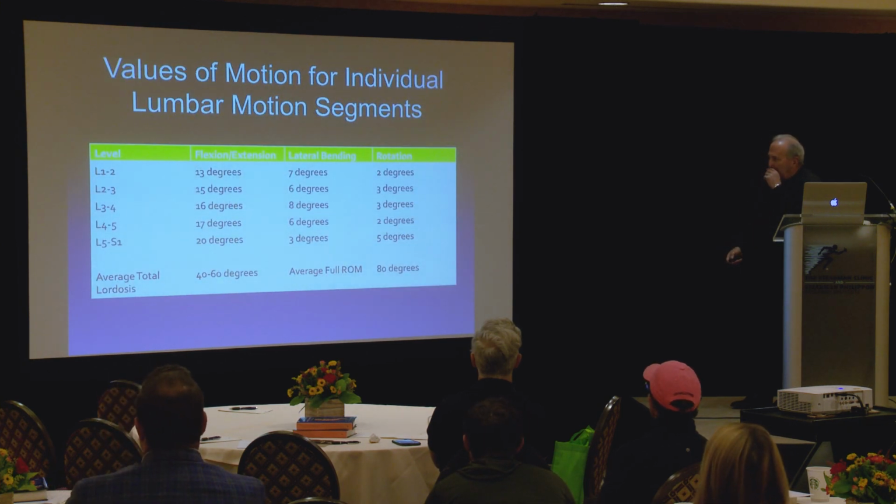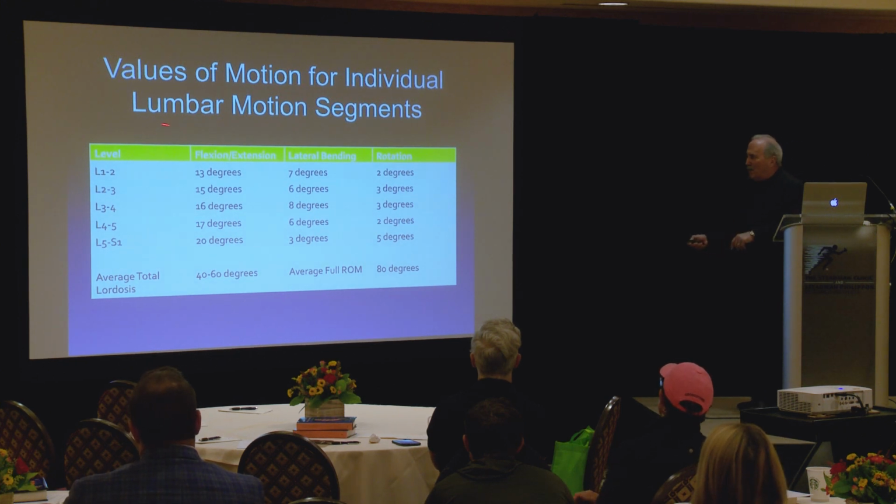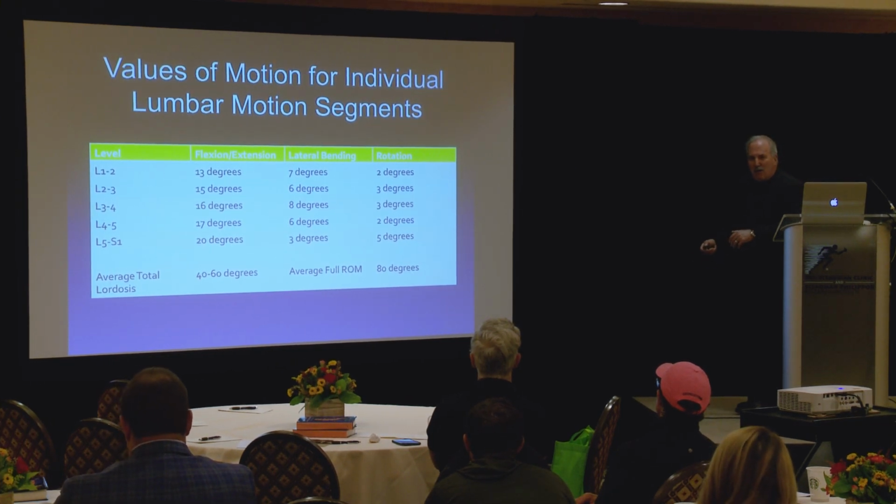Okay. Values of motion for individual lumbar motion segments. Why is this important? Because when you look at somebody and you're trying to figure out where their deficiencies are, you have to know what normal is.